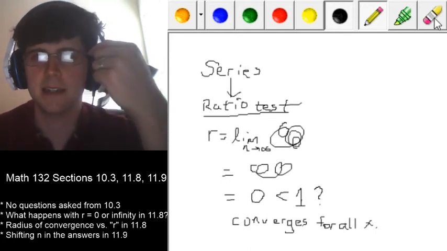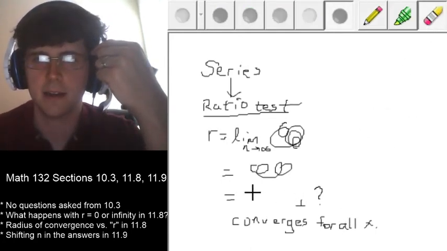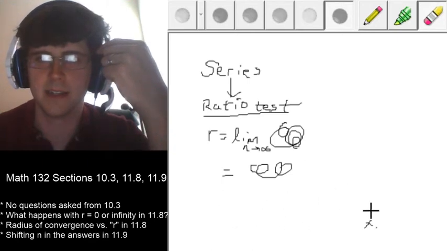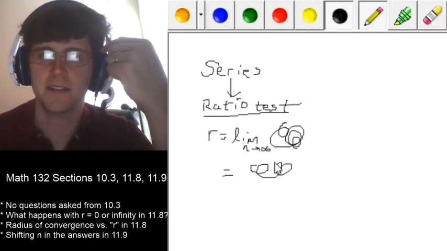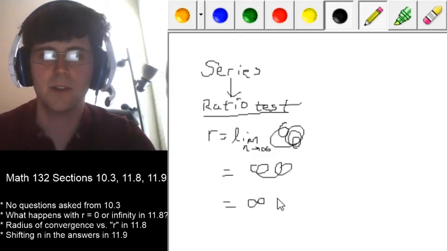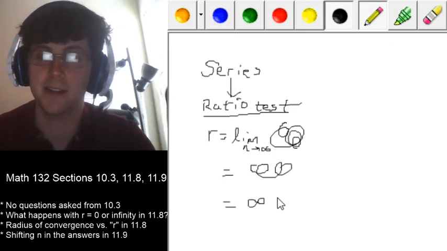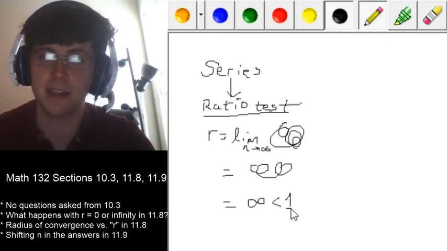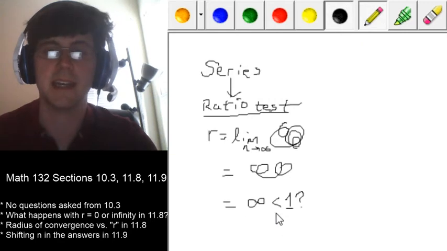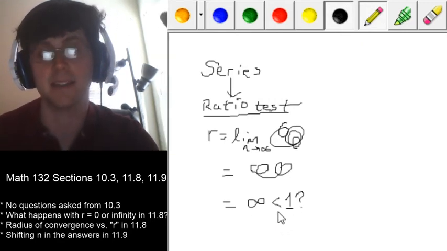If instead you get to the end and you get infinity, you still do the same thing. So no matter what you do when you do the ratio test, you find r, you get to the end, and then you check to see if the thing is less than 1. If there's x's in this equation, you just solve for x, you'll get an interval.